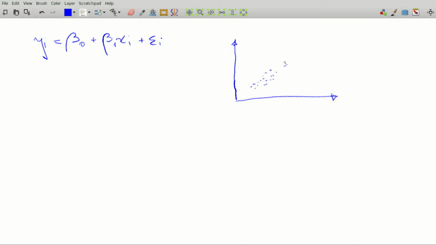So let's first start with writing down our model. We have y_i is equal to, say, some intercept beta naught plus slope beta 1 times the covariate x_i plus the error term epsilon_i. This is our statistical model, and we use that to try to find the best fitting line when we have a bunch of data points. A scatter plot, like here.